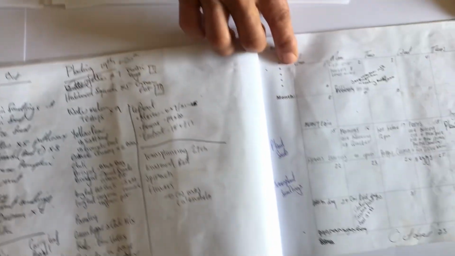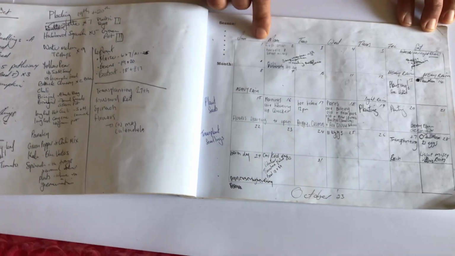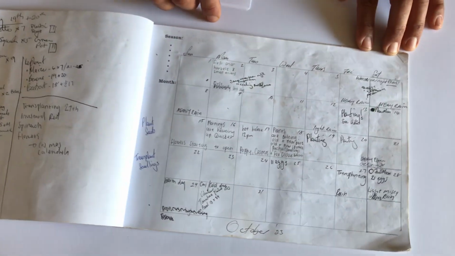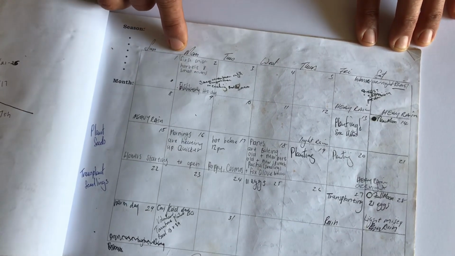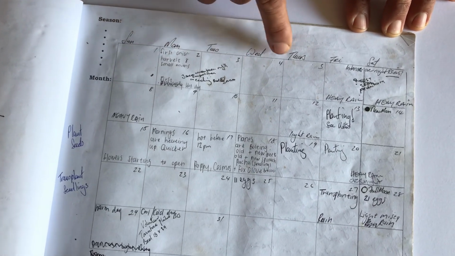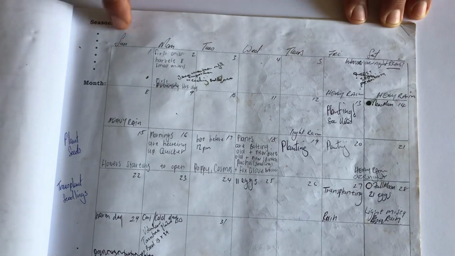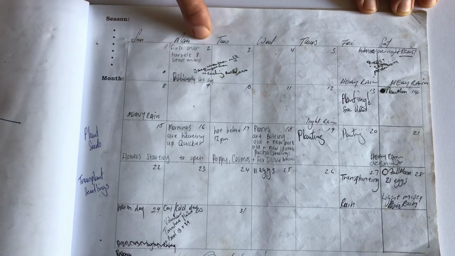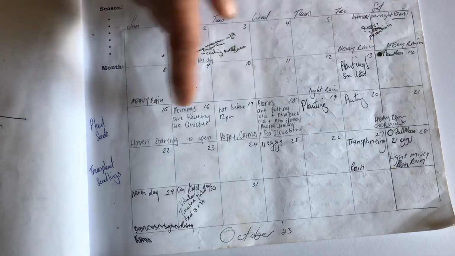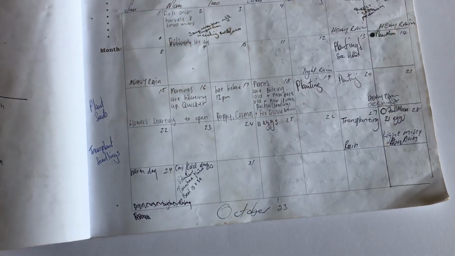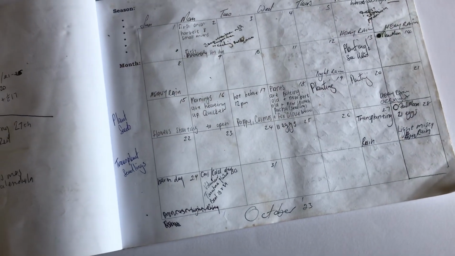Here's an old one, and you'll see that we've written in the season. This was for October 2023. We wrote in 1, 2, 3, 4, 5, 6, 7, because Sunday was the 1st, then Monday was the 2nd, Tuesday was the 3rd. We fill it in like that so that we can keep using the same one each year.